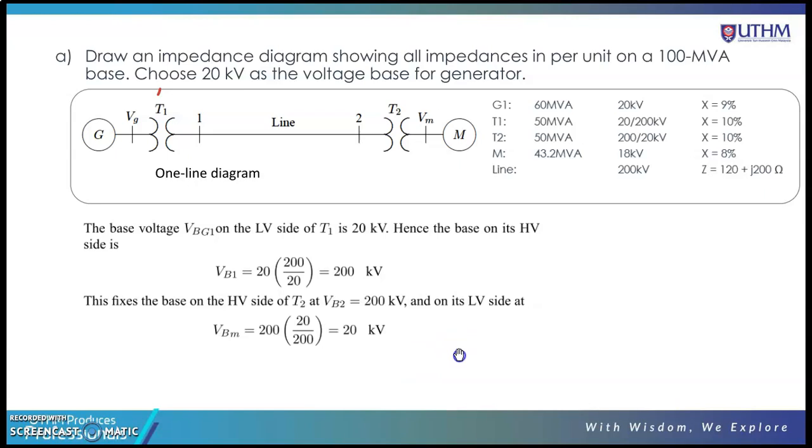So the base voltage of the secondary side of the transformer equals 20 kilovolt, which is equal to the base voltage of the motor. This is the new V base, we call it V base new of the motor. Look at the original data. The X per unit of the motor is based on the old value of 18 kilovolt, so you need to determine the new X per unit.